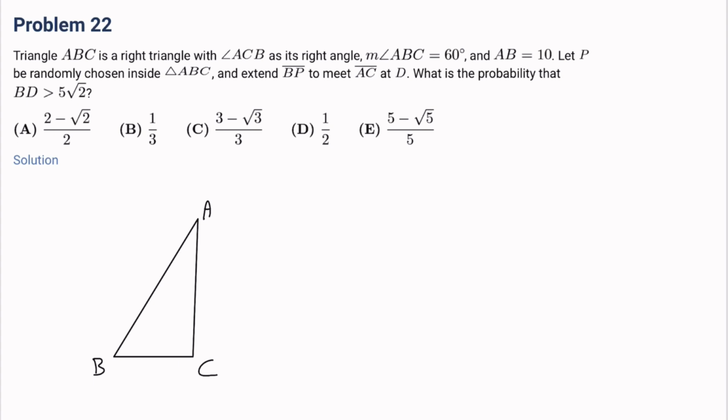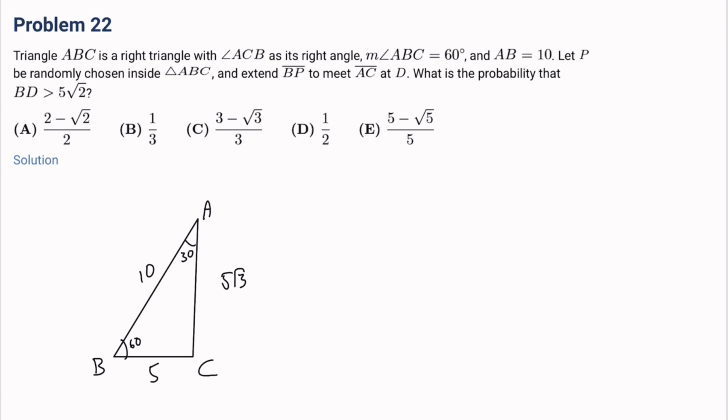And since AB is 10, and this angle is 60 and this is 30, that means this side is 5 and this is 5 root 3. AC is 5 root 3, right? And P has to be randomly chosen inside ABC, and BP meets AC at D, and BD has to be greater than 5 root 2, right?